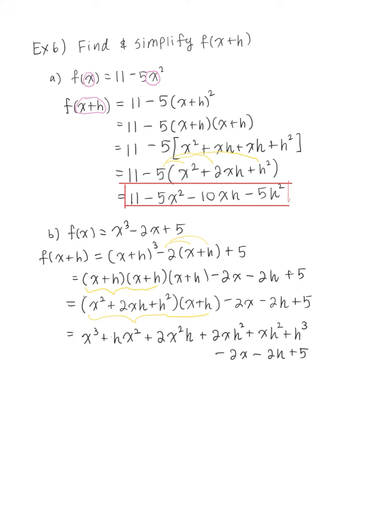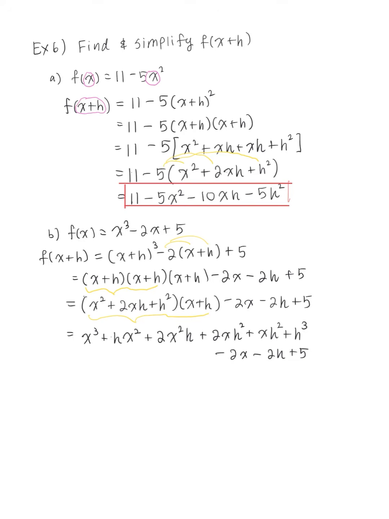So let me just check. We got an x cubed. Do we have any other x cubed? Nope. What about hx squared? Oh yeah, we have one here, no? Hx squared. So we can combine these two. Is there another hx squared? I think that's it. So here, let me just color code this.